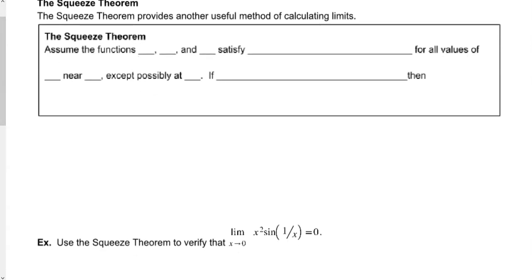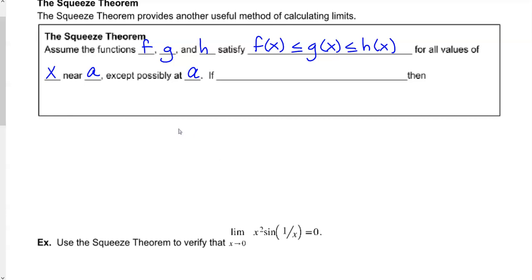So the squeeze theorem states this, and we're working with 3 functions here, f, g, and h, that satisfy a certain inequality: that the f values are less than or equal to the g values, which are less than or equal to the h values for all values of x near a, except for possibly at a. So remember, you don't have to be equal at a. We just have to be close to that.